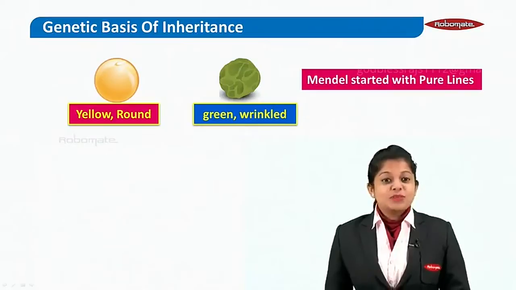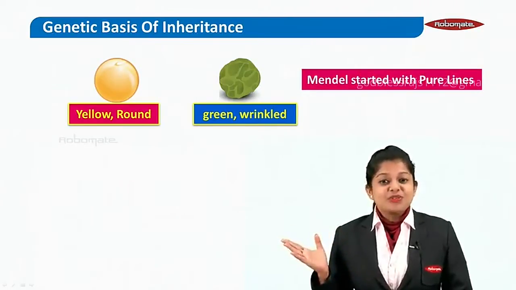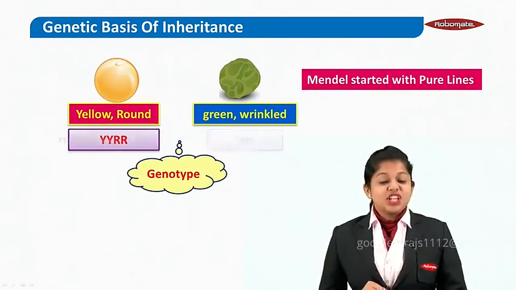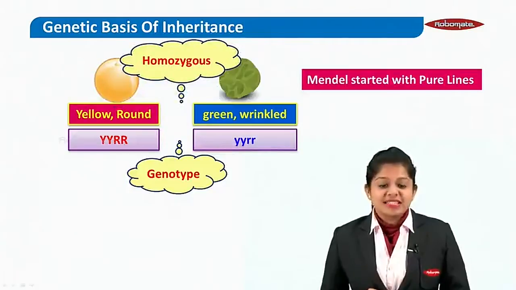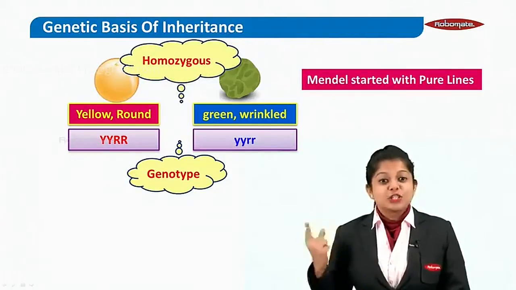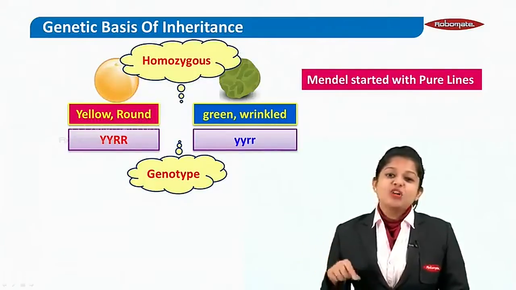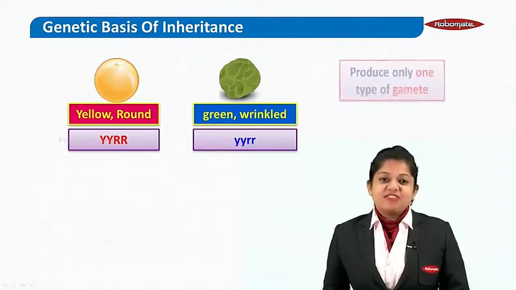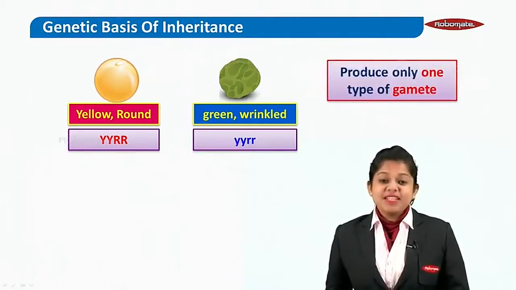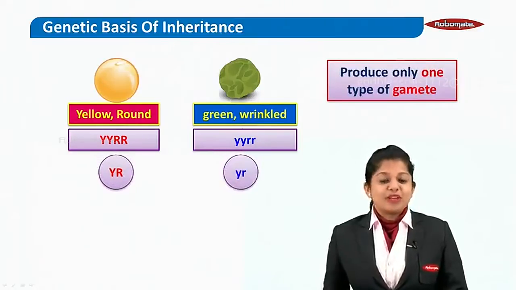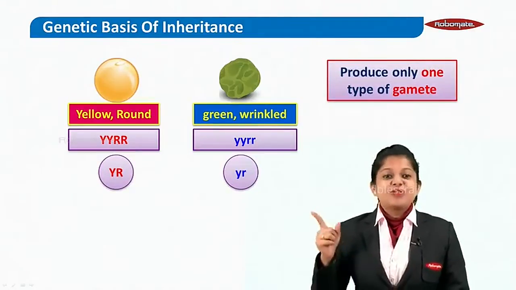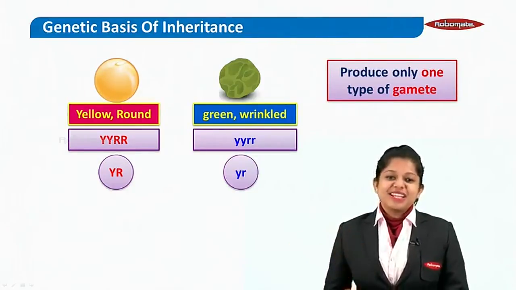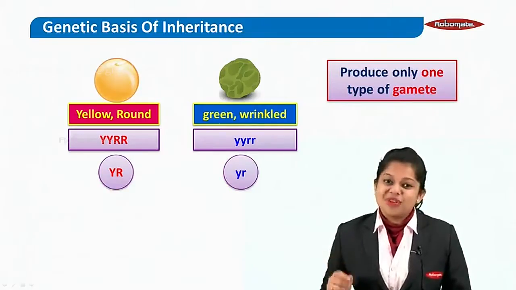That is, he chose plants producing yellow round seeds as well as green wrinkled. Further, we saw that the genotype for both was homozygous. That is, they were homozygous dominant for yellow round and homozygous recessive for green wrinkled. These seeds further gave rise to gametes, but the gametes that were produced were seen to be only one type. That is, the yellow round gave rise to alleles which were all dominant, and the green wrinkled gave rise to gametes which were all recessive.